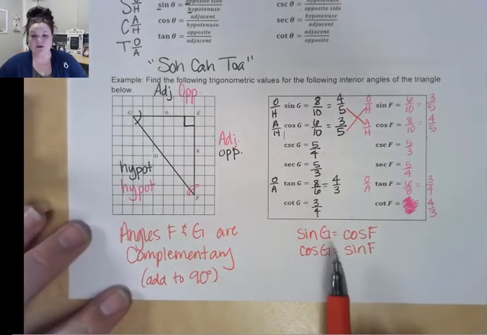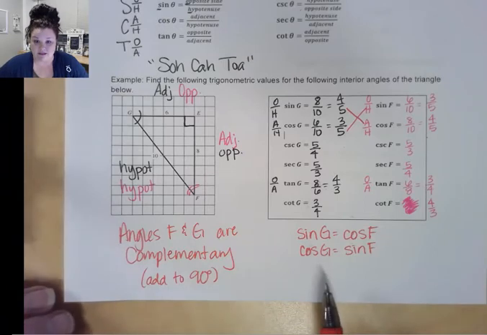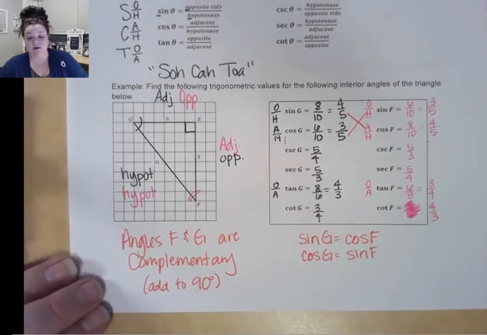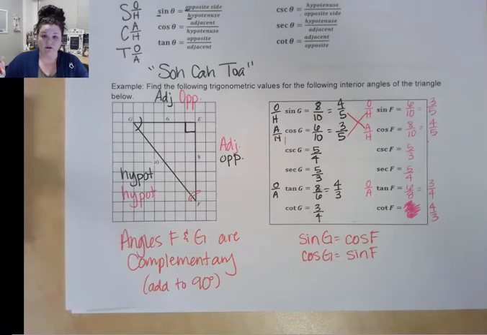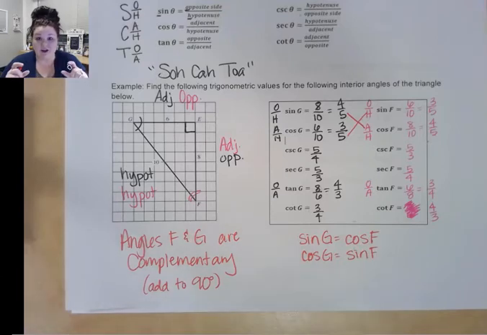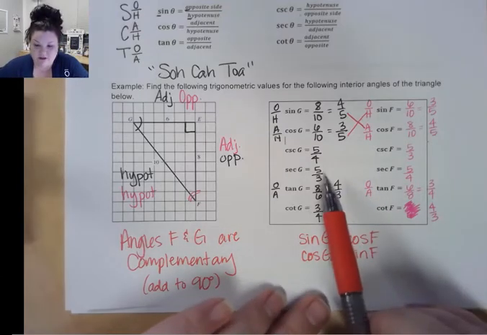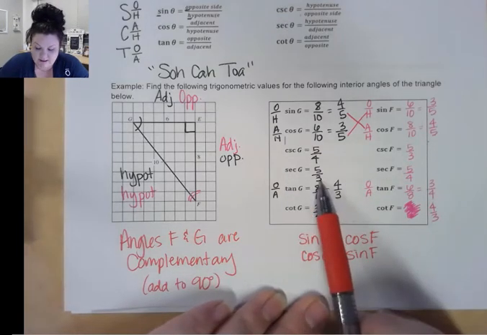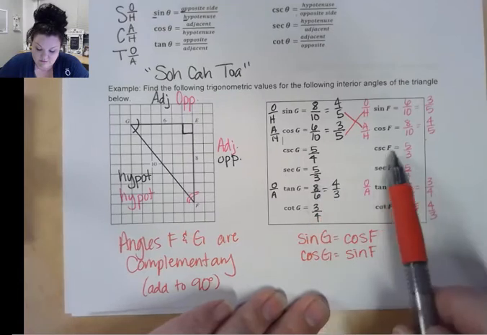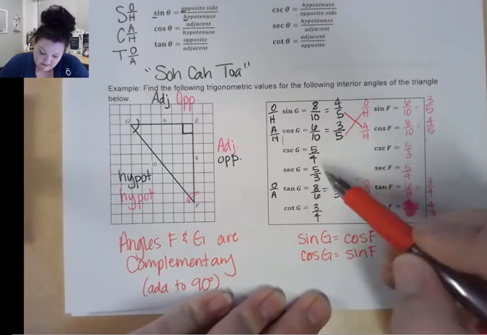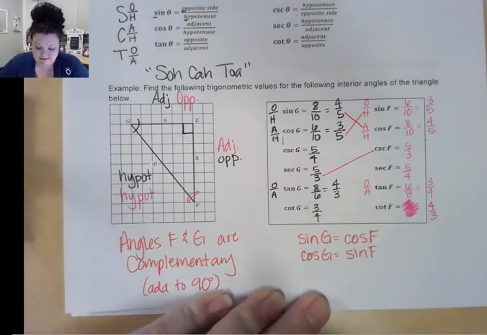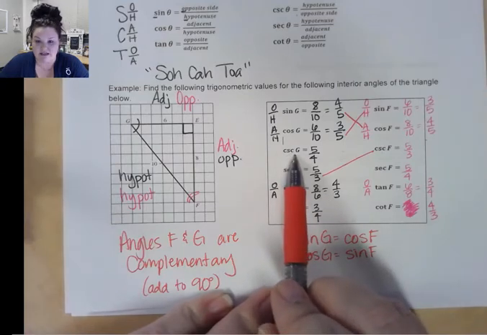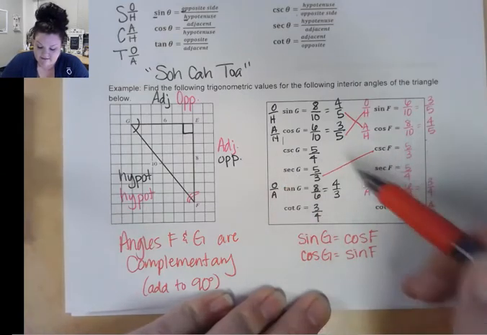And this is true with all complementary angles, that the sine of one will equal the cosine of the other, or the cosine of one will equal the sine of the other. And actually it goes beyond just sine and cosine. If we go back and look at our function values, look, there's some more similarities. Notice secant here, 5/3, is equal to cosecant, right? These two are related. And same thing the other way. Cosecant of G, we got the same thing as secant of F.